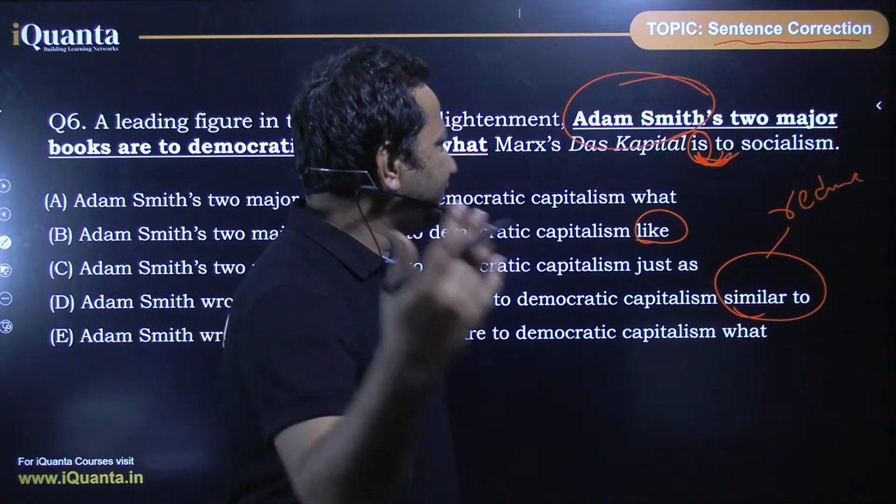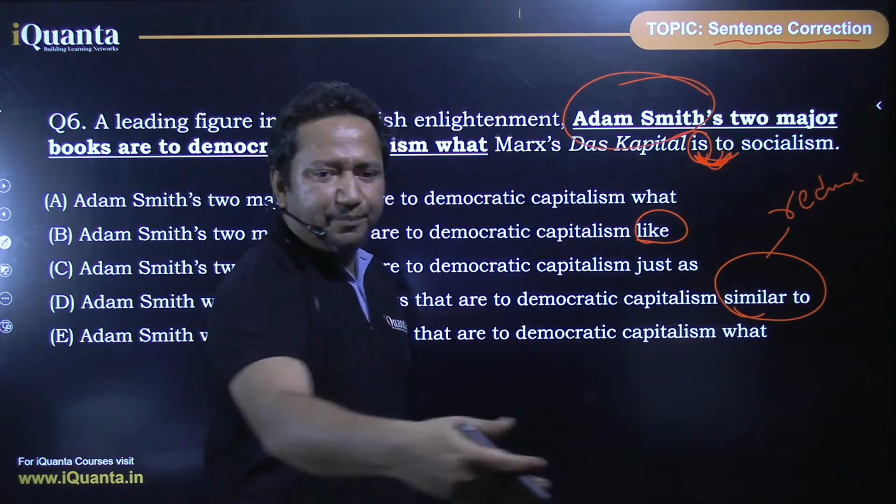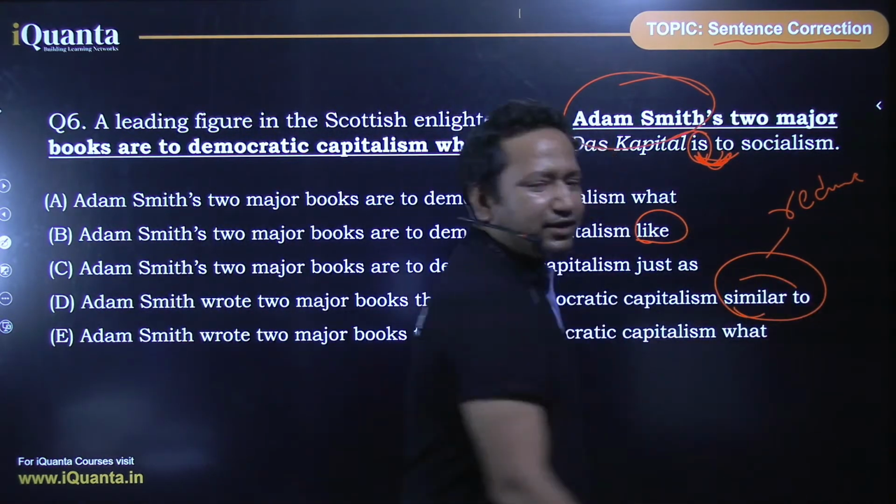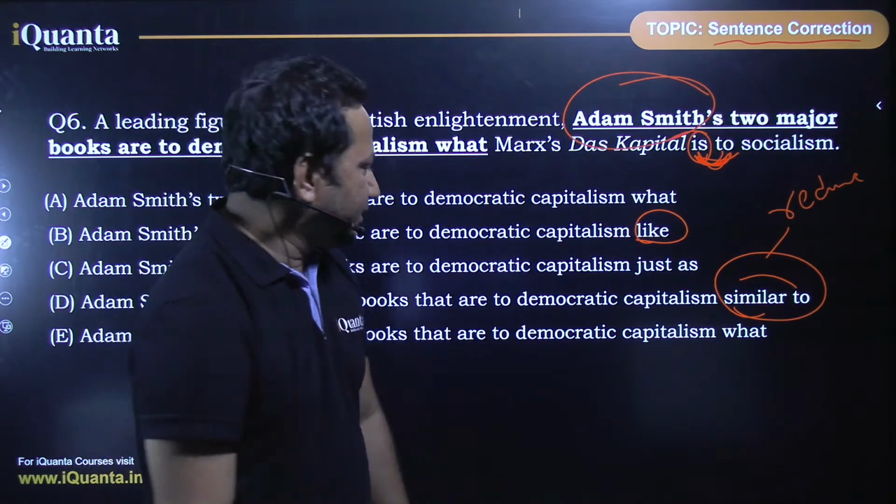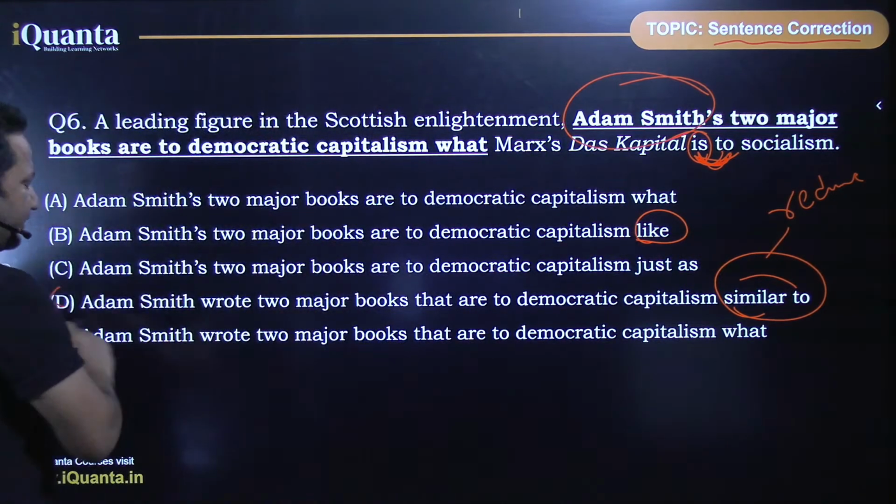When you have used "is to" already, we have used "is to." When we have compared already, then why are we using this? So we cannot compare two things two times, right? So D is, of course, not the correct one. We are sure about it.